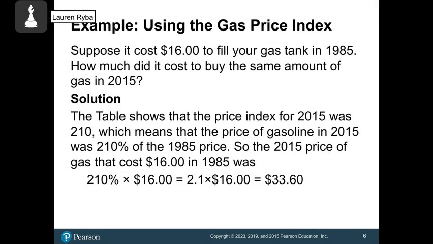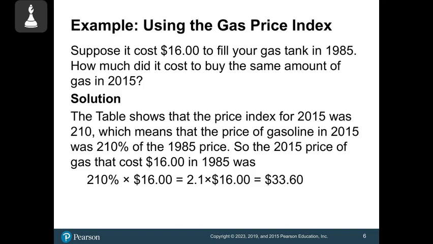Now, in more situations, we actually use the price index to determine what the price could be in the future, or what the price was in the past. So, suppose it cost $16 to fill your gas tank in 1985. How much would it then cost to buy the same amount of gas in 2015? Well, if we go back to that table, the price index for 2015 is 210.